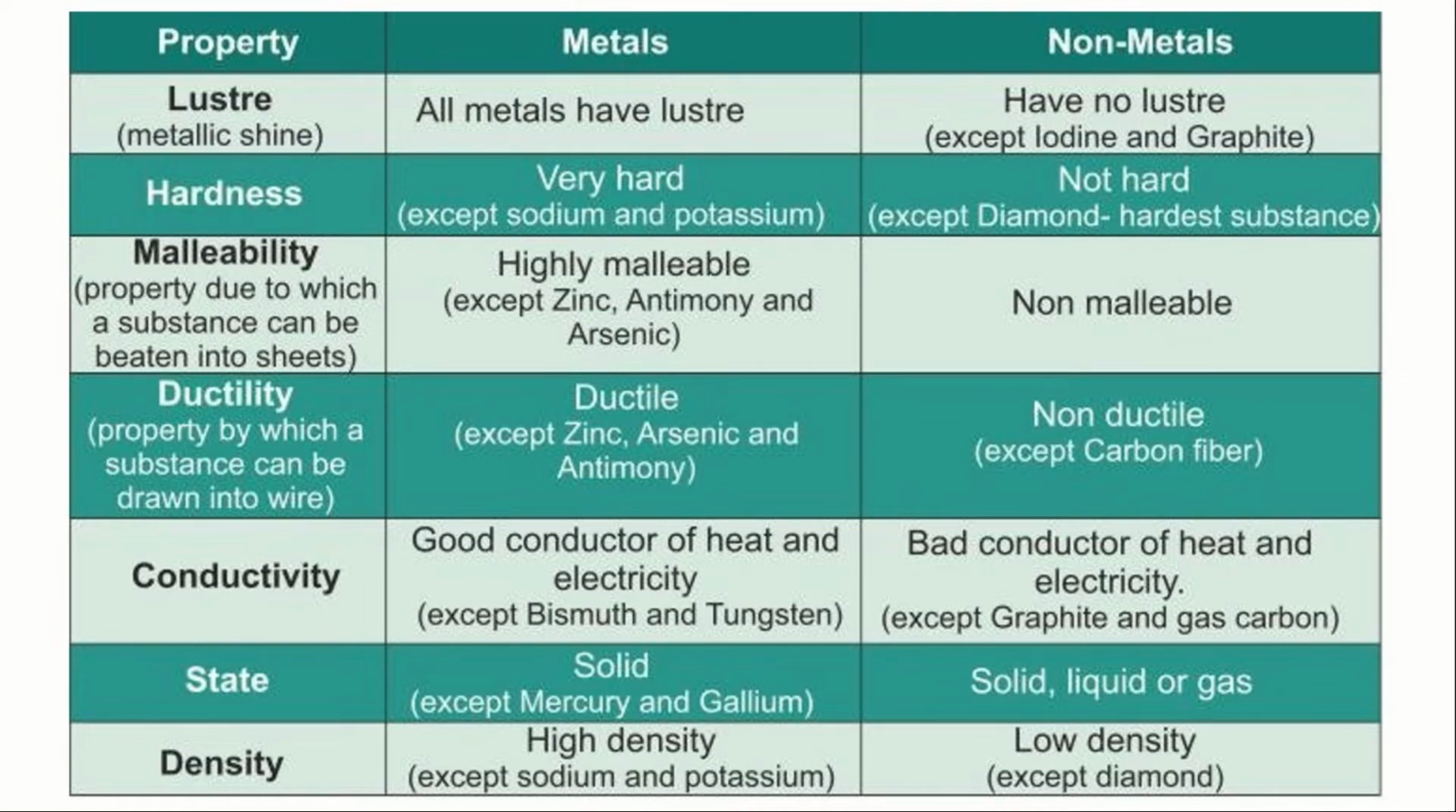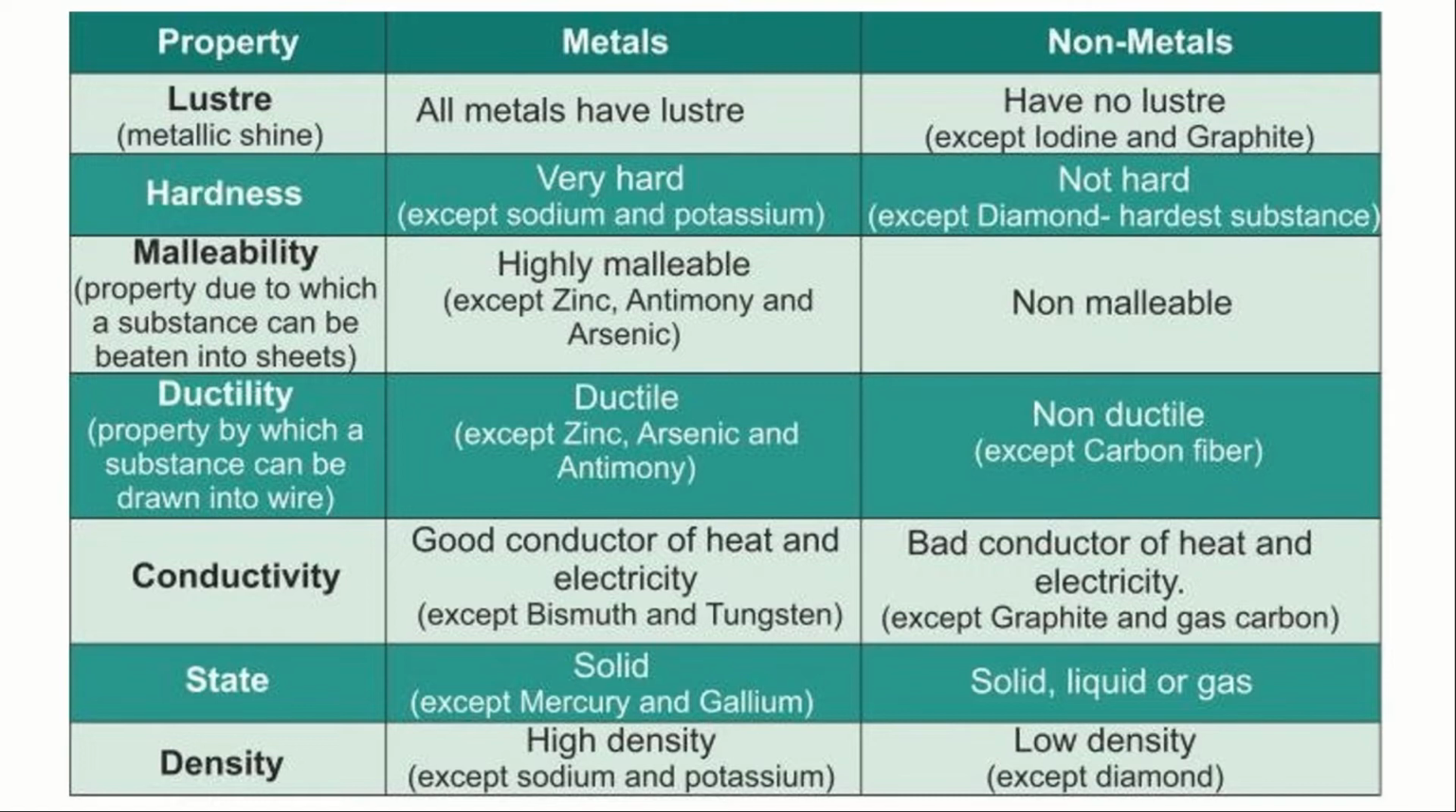It is not flexible. The next property is ductility. Ductility means property by which a substance can be drawn into wire. Metals are usually ductile except zinc, antimony and arsenic. Whereas non-metals are non-ductile except carbon fiber. So this is an important differentiation, that is, metals are both malleable and ductile, whereas non-metals are non-malleable and non-ductile.